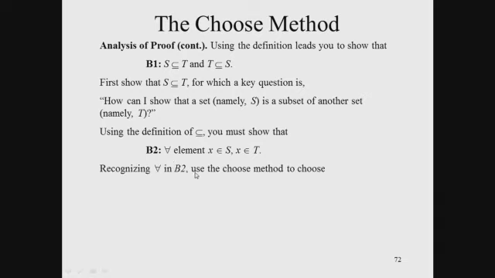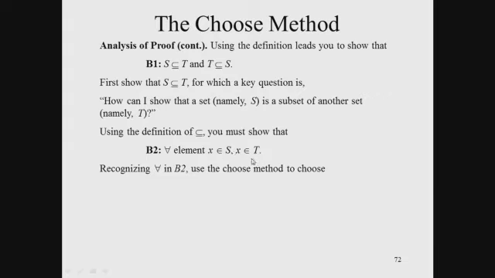Everybody see how this is working? All right, so now you got to remember how the choose method works. So first of all, let's identify the objects, the certain property, and the something that happens in B2. What are the objects? Element X in S, that's the object. What's the certain property? There is none. And the something that happens? X is an element of T. Okay, for every object with a certain property, something happens.